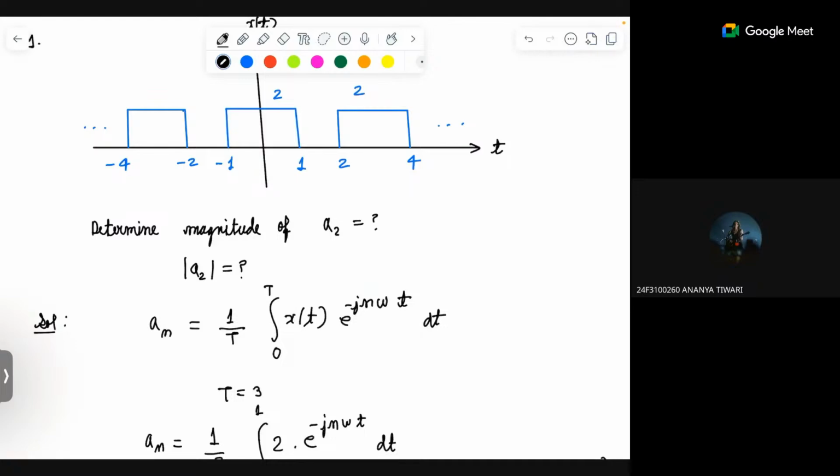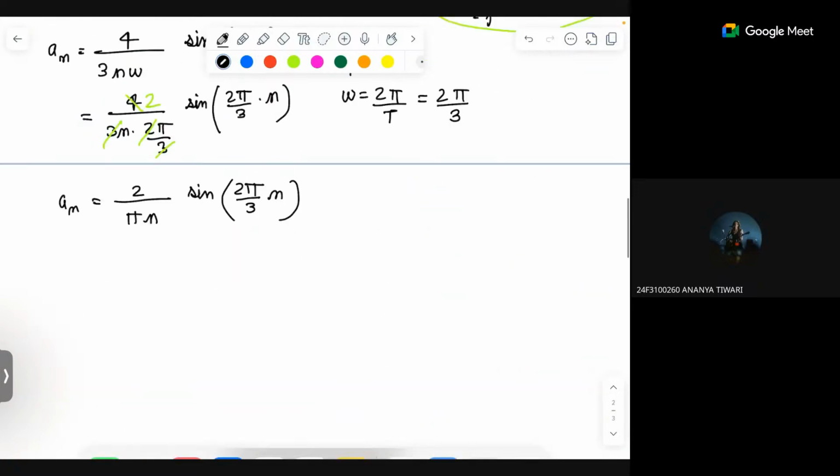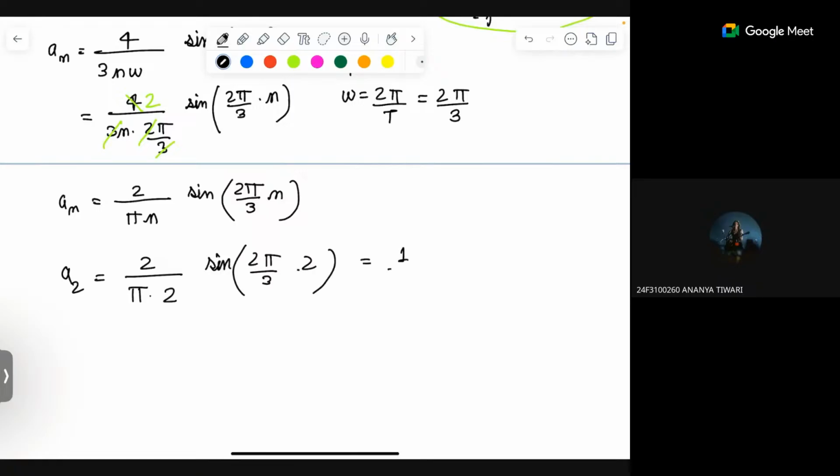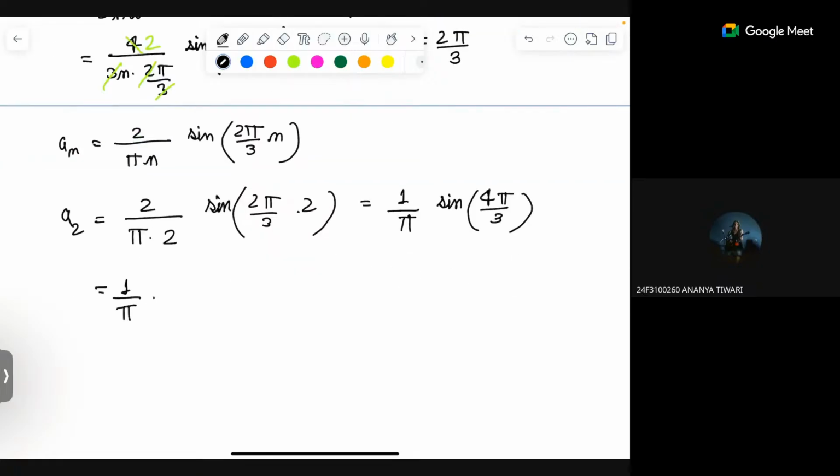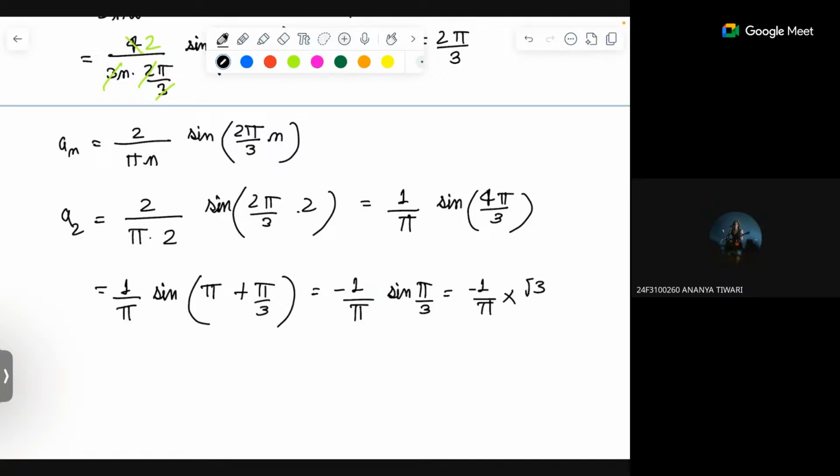So what we will do, we will put n equal to 2 here. So A of 2 is 2 divided by pi times 2 sine of 2 pi by 3 times 2. So 1 upon pi sine of 4 pi by 3. We can write sine of 4 pi by 3 as pi plus pi by 3. So it will be minus sine of pi by 3, right? This is just trigonometry. This will be root 3 by 2.